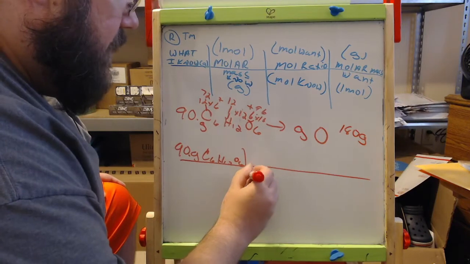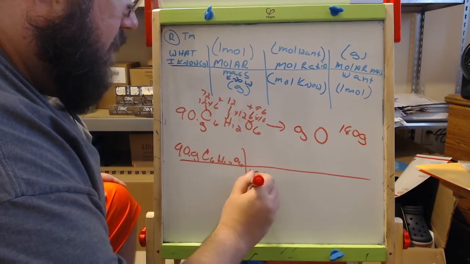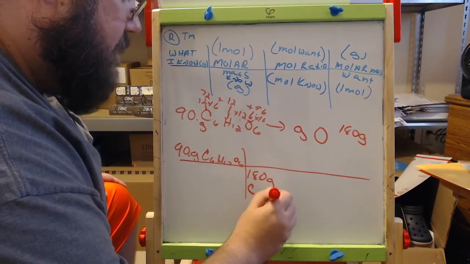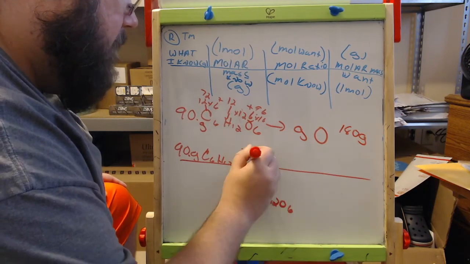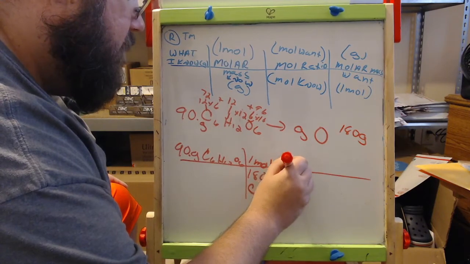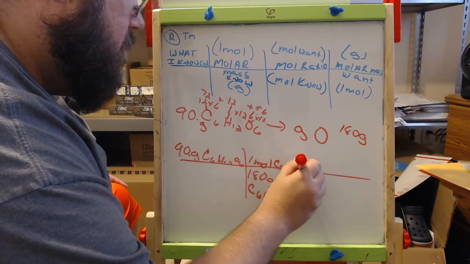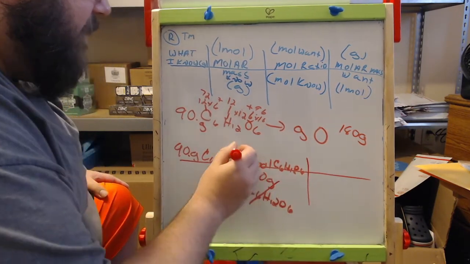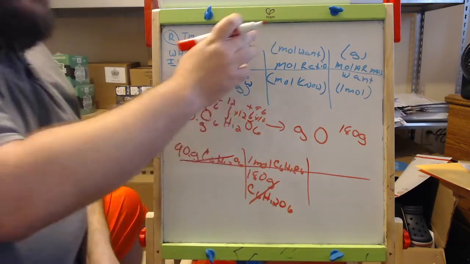So we'll put 180 grams of C6H12O6 on the bottom, 1 mole of C6H12O6 on top. Grams cancel out. Next is my mole ratio.